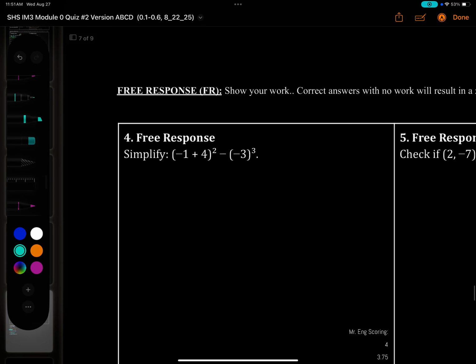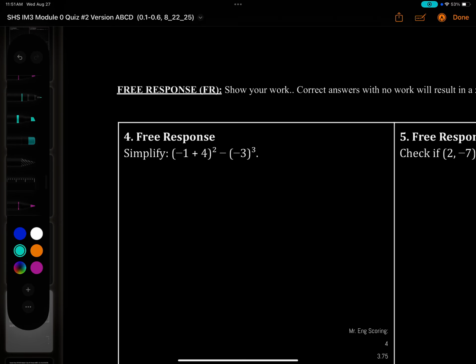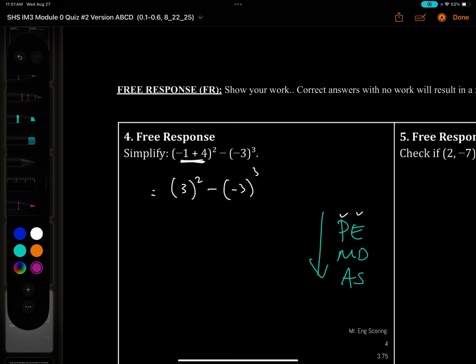Okay, question number 4. We're still going to use PEMDAS. Let's write it. And again, we're going this direction. So I'm going to go inside the parentheses first. So we're going to do that one first. That'll become 3. Okay, so now I've done parentheses. Let's do the exponents. This one means 3 times 3, which is 9.